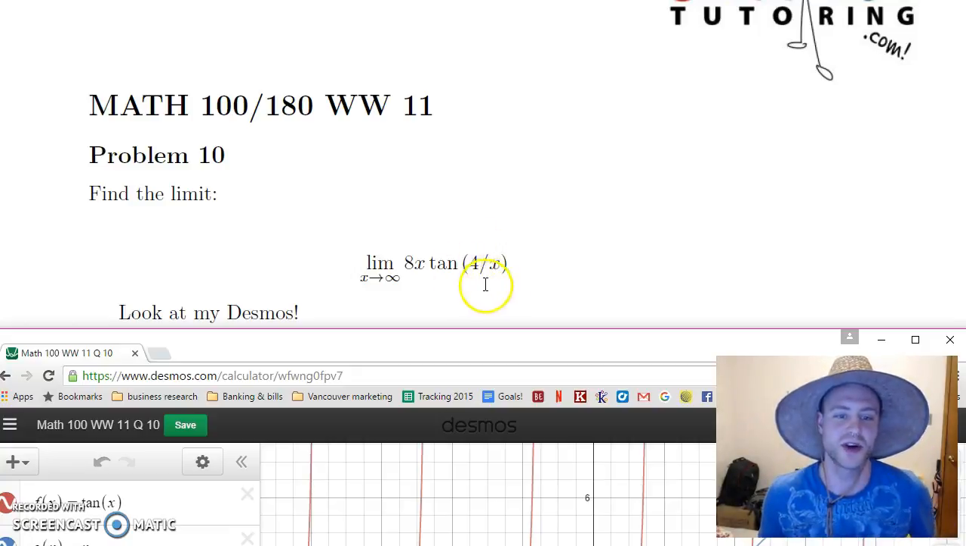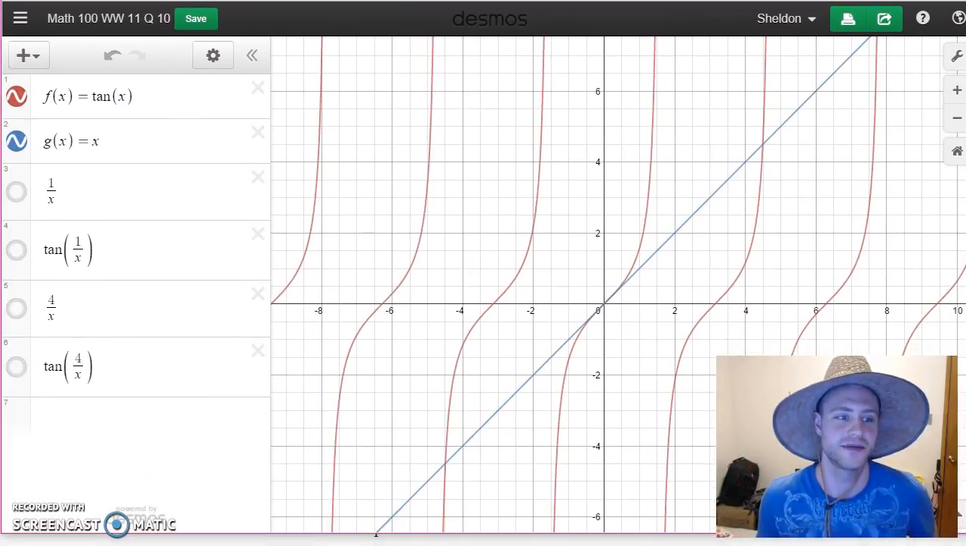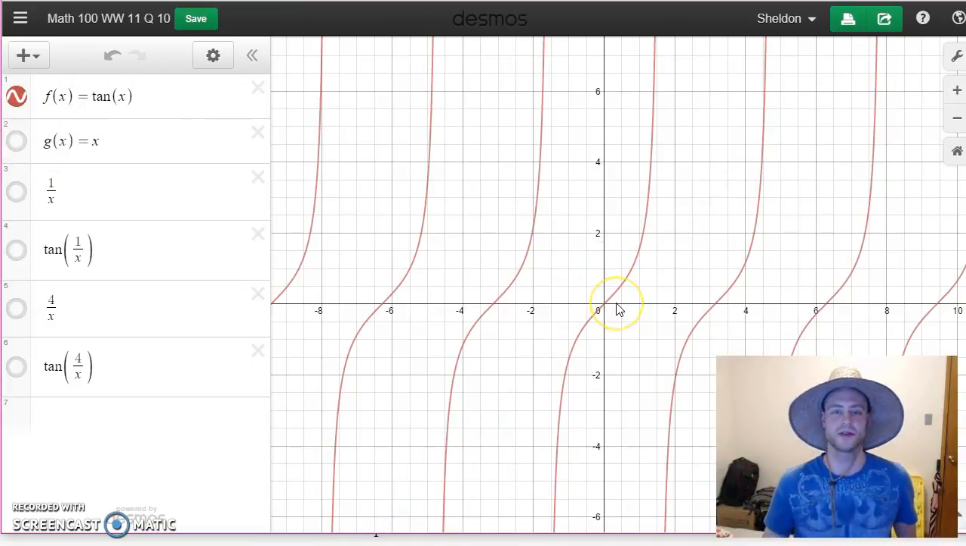So this thing is going to 0, and tan of 0 is, well, we can just look at the graph, although you should know this. Tan of 0, we can just look at the red graph. There's my tan drawn. Tan of 0 is 0.